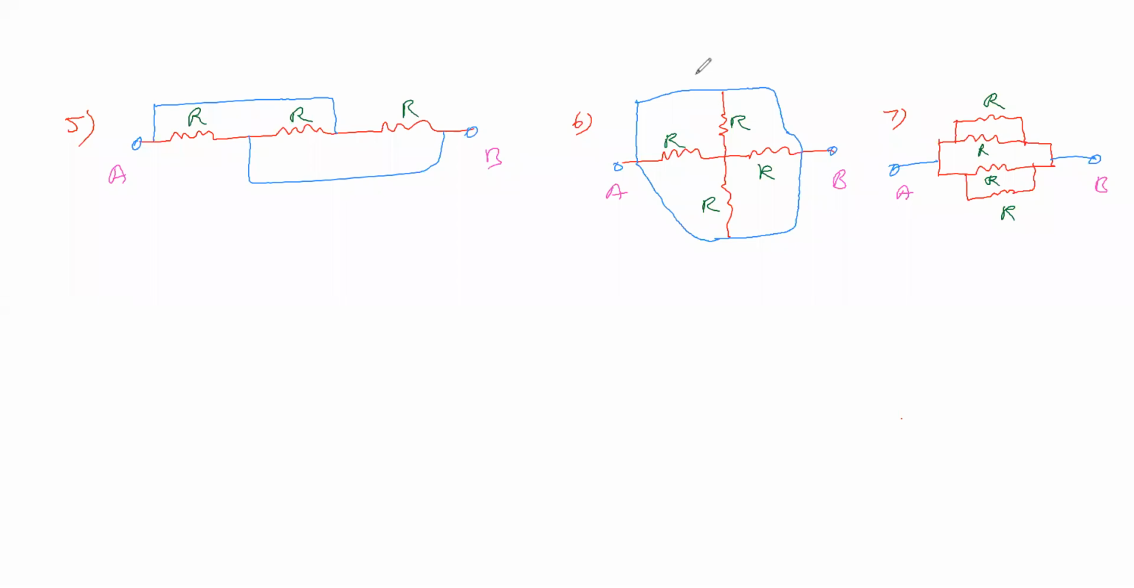Problem number 5 we are going to discuss. In this problem number 5, to find in which way the resistors are connected, we have to consider point A and point B are connected to the battery, like that we have to assume.